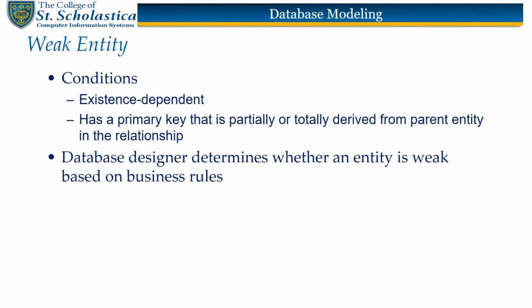In contrast to the strong or regular entity, a weak entity is one that meets two conditions. The entity is existence dependent. It cannot exist without the entity with which it has a relationship. Secondly, the entity has a primary key that is partially or totally derived from the parent entity in the relationship. The database designer usually determines whether an entity can be described as weak based on the business rules.